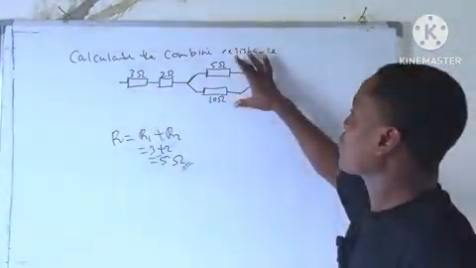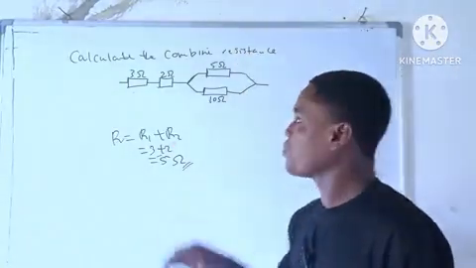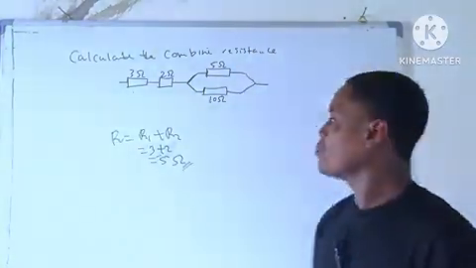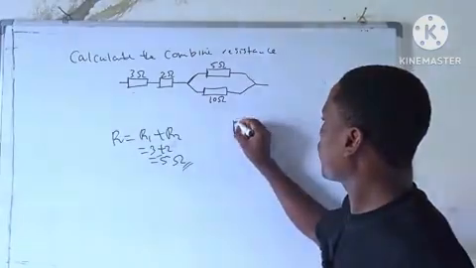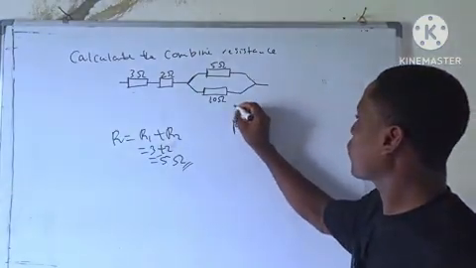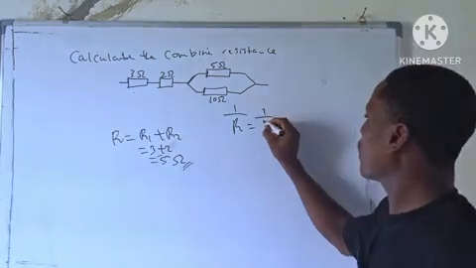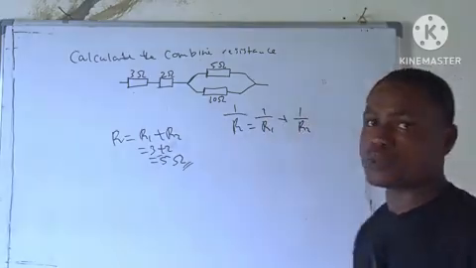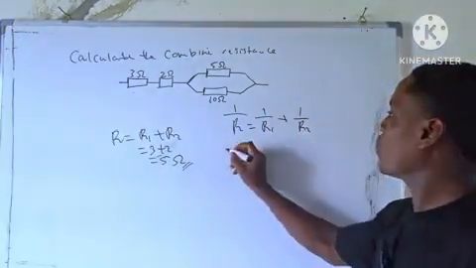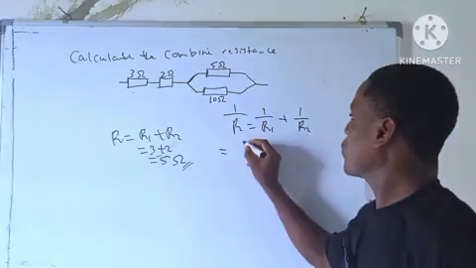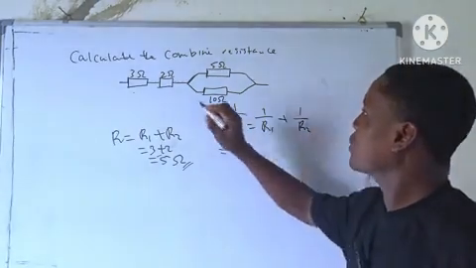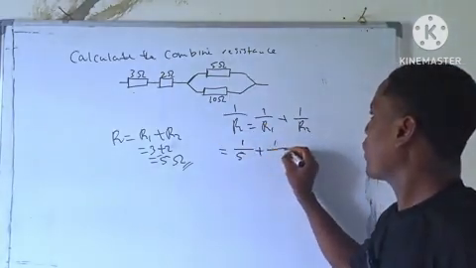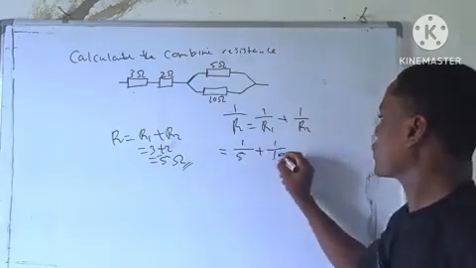Now let's calculate the equivalent resistance of these two resistors. They are connected in parallel, right? Okay, so 1 all over R equal to 1 all over R1 plus 1 all over R2, right? So equal to 1 all over, the first resistor is 5, plus 1 all over, the second one is 10, right?